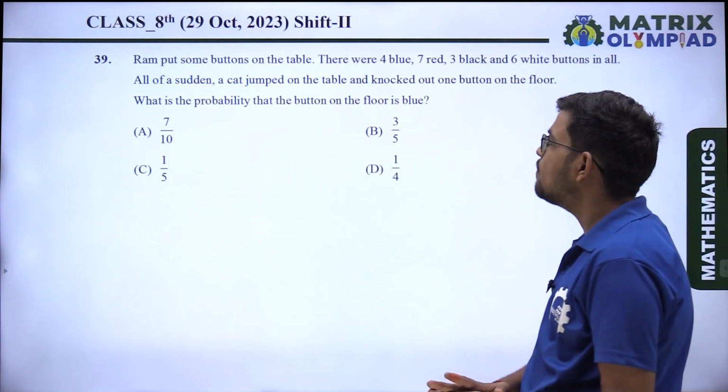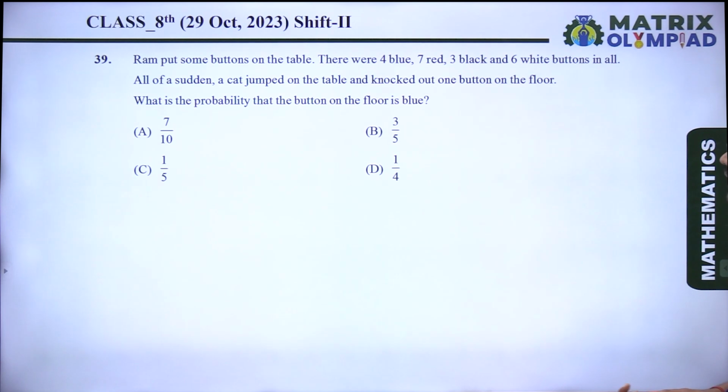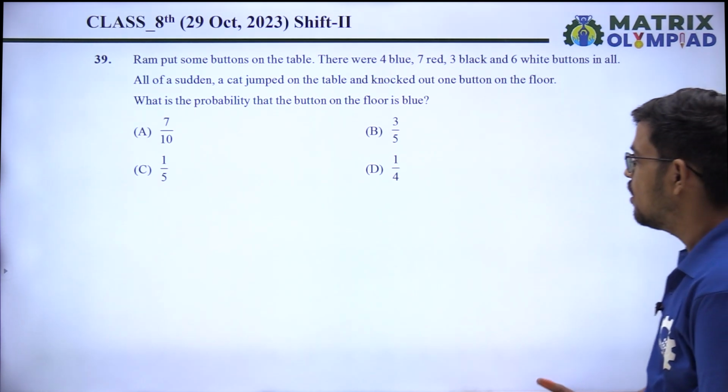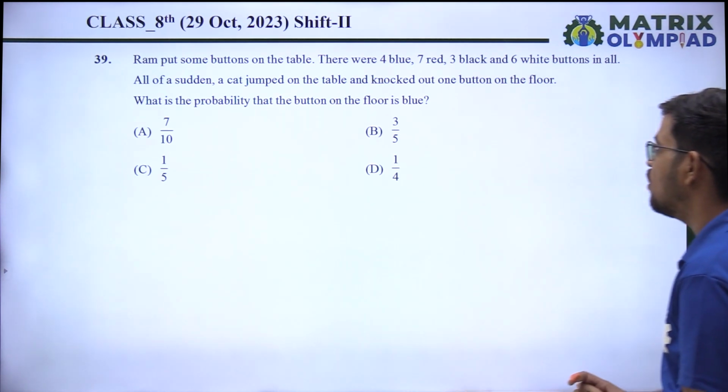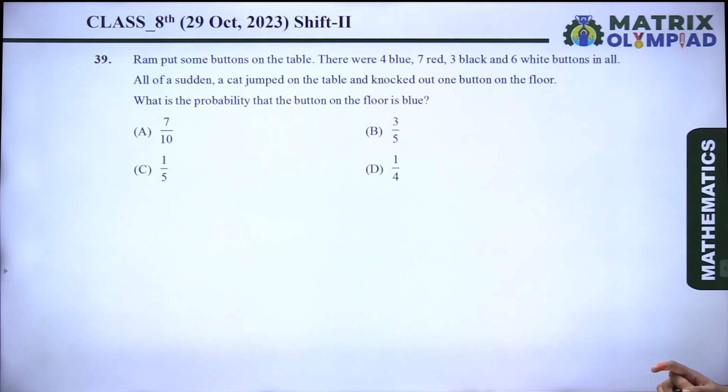Next, Ram put some buttons on a table. There were 4 blue, 7 red, 3 black and 6 white buttons in all. All of a sudden, a cat jumped on the table and knocked one button onto the floor. What is the probability that the button on the floor is blue?